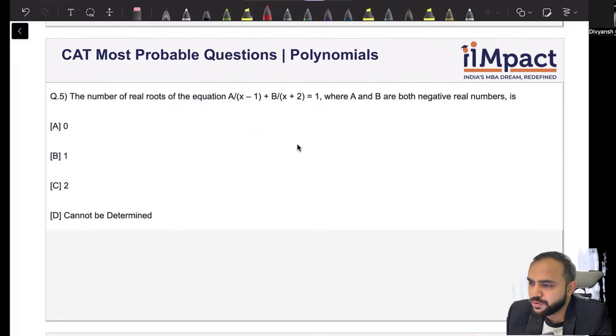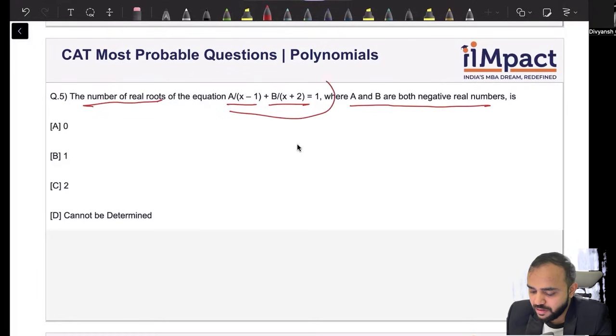The number of real roots of the equation a by x minus 1 plus b by x plus 2 is equal to 1, where a and b are both negative real numbers. So they are asking me for the number of real roots, which is dependent on the discriminant. So I must arrange this relationship in a quadratic format where I can then find my discriminant.